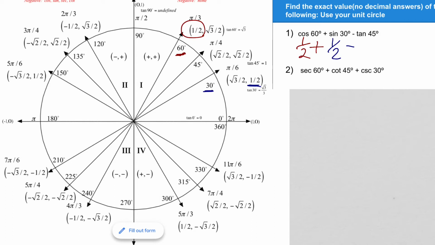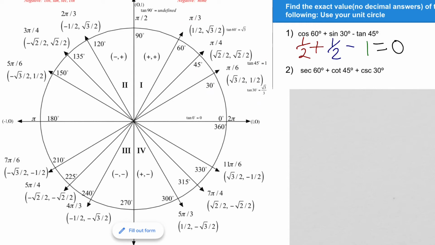All right, where is 45 degrees? Right here. Tangent 45, it's already giving us that they get it to be 1. How did they get it to be 1? Well, they did y, root 2 over 2, divided by root 2 over 2 itself gives us the value of 1. So now I'm going to evaluate this. A half plus a half is 1, and 1 minus 1 is 0. All right, let me erase this.